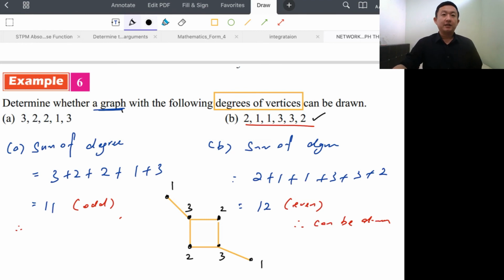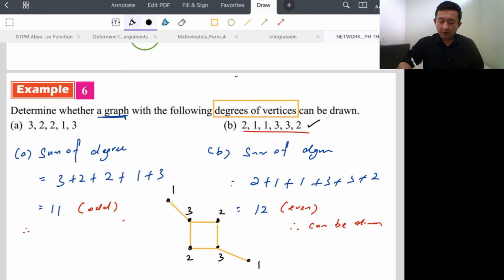Depending on how you want to draw, because it does not state whether it's a simple graph or not a simple graph, it's up to you. Simple graph or multiple edges or loops, up to you. But it can be drawn. This one is something extra. You don't have to draw to answer these questions, but I just want to give you a better understanding to check whether it can be drawn or not. So one last thing: if the sum of degree is odd, it cannot be drawn. If the sum of degree is an even number, it can be drawn. Alright, thank you.